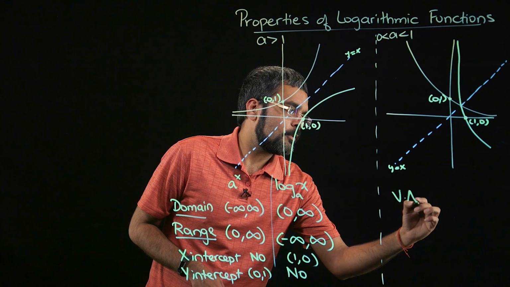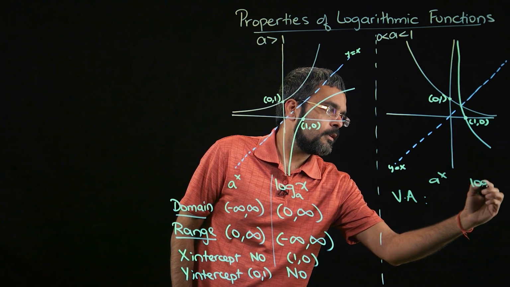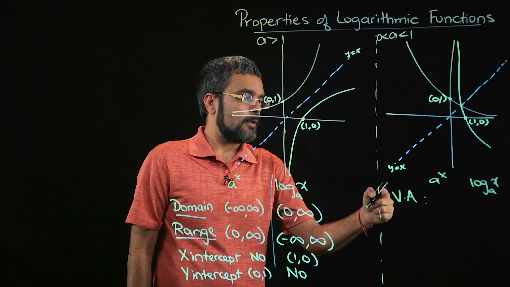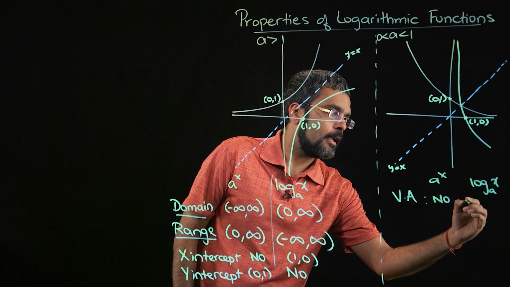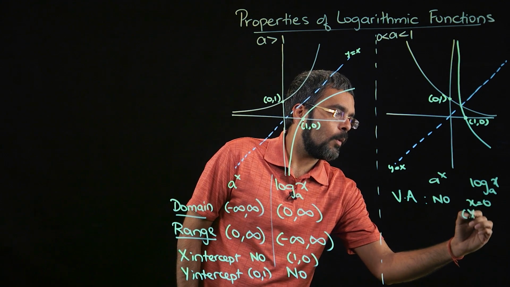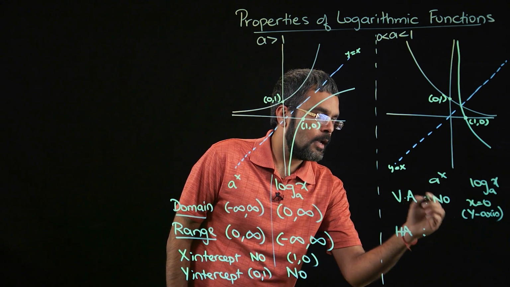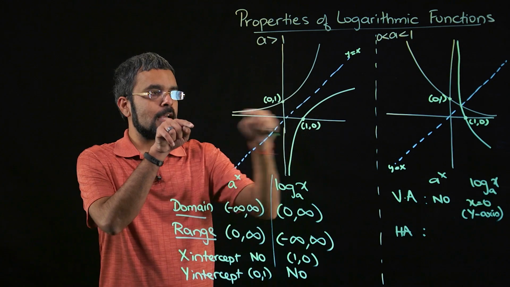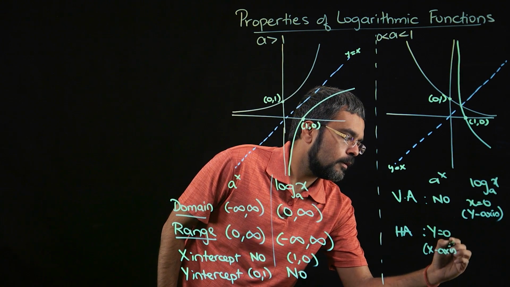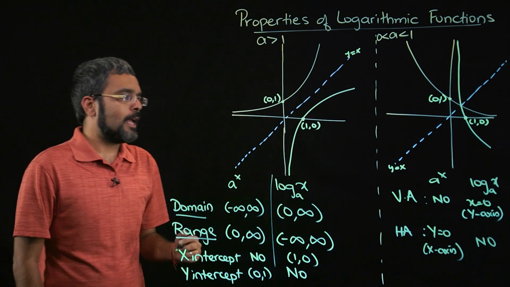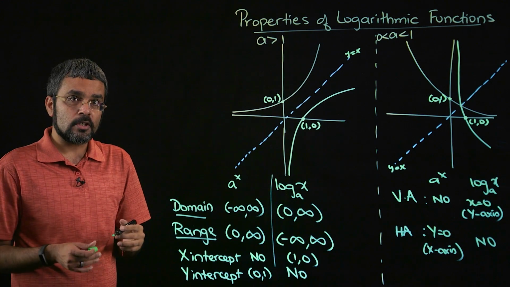And then finally, think about asymptotes. For my exponential function, a to the x, I have no vertical asymptotes, whereas for my log function, I have the line x equal to 0, or the y-axis. For horizontal asymptotes, my exponential function has y equal to 0, or the x-axis, and there are no horizontal asymptotes for my log function. So these are in general your properties for exponential functions and log functions.